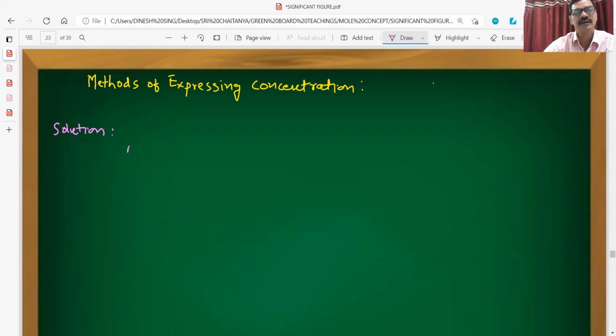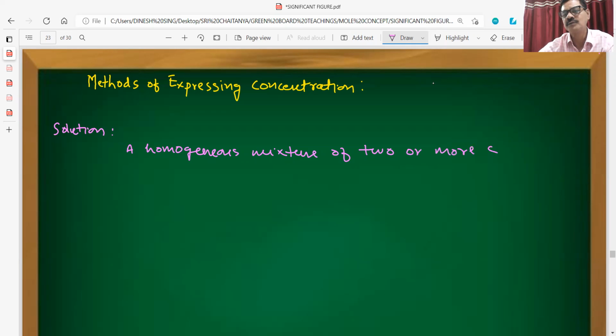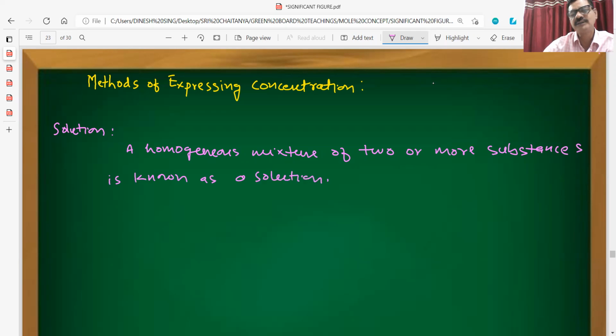A solution is a homogeneous mixture of two or more substances, known as a solution. So this is the basic definition of the solution.